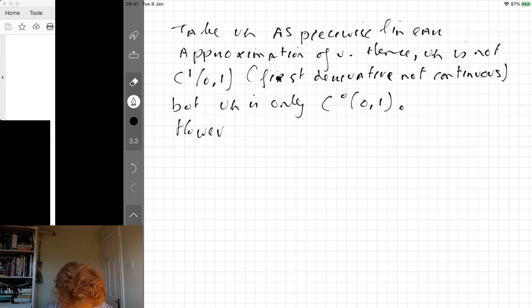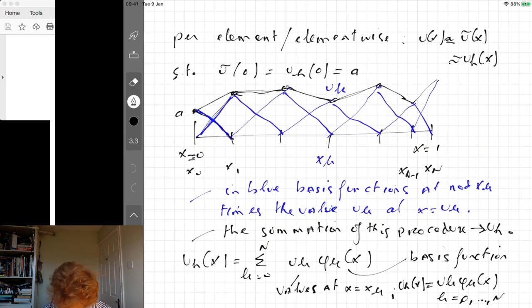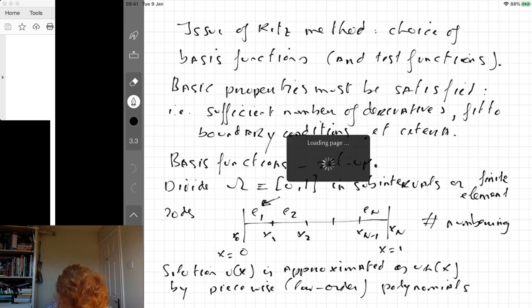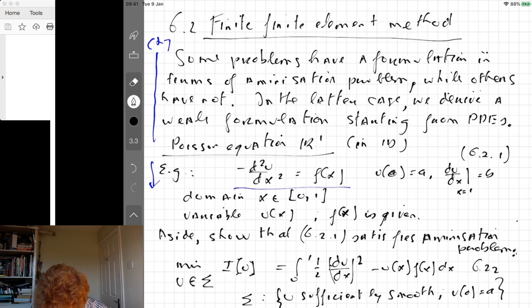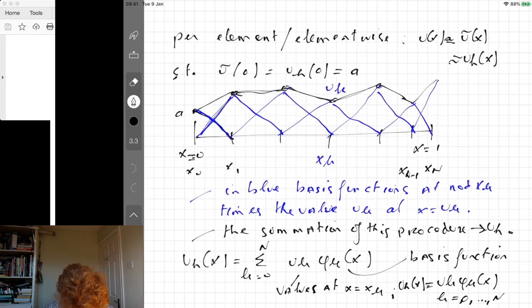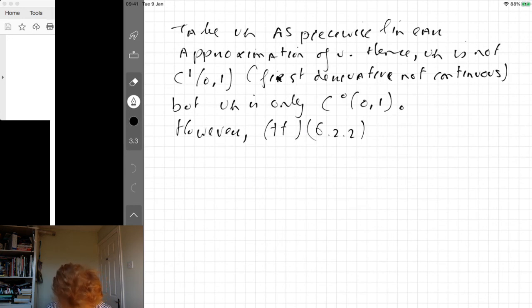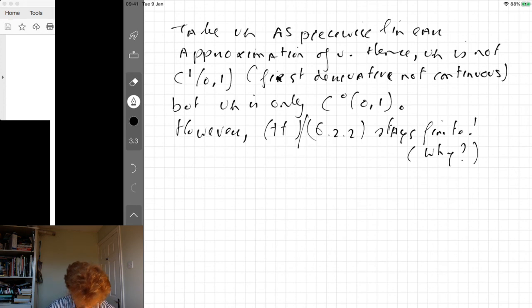However, the integral was 6.2.2, which I didn't number, so let's number that. Was it numbered? This is 6.2.2, so the Ritz integral does stay finite, because the first derivative is constant in each interval. The integral exists. So the integral stays finite. I said why that was.